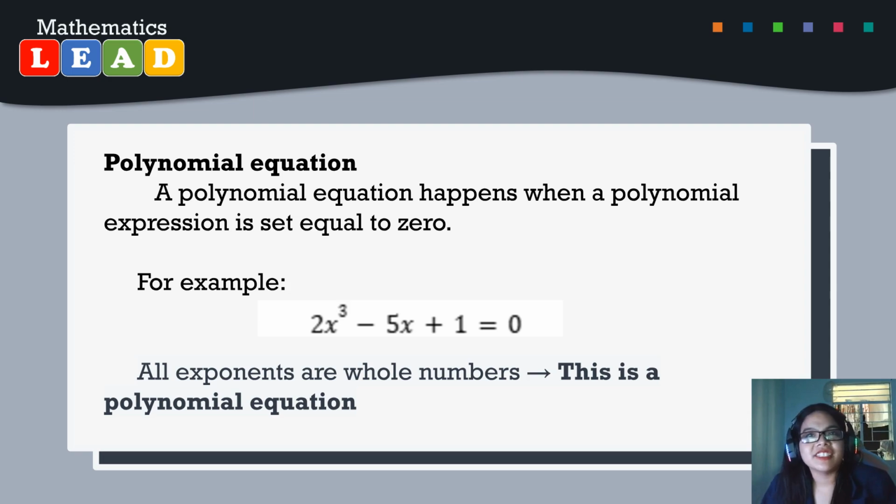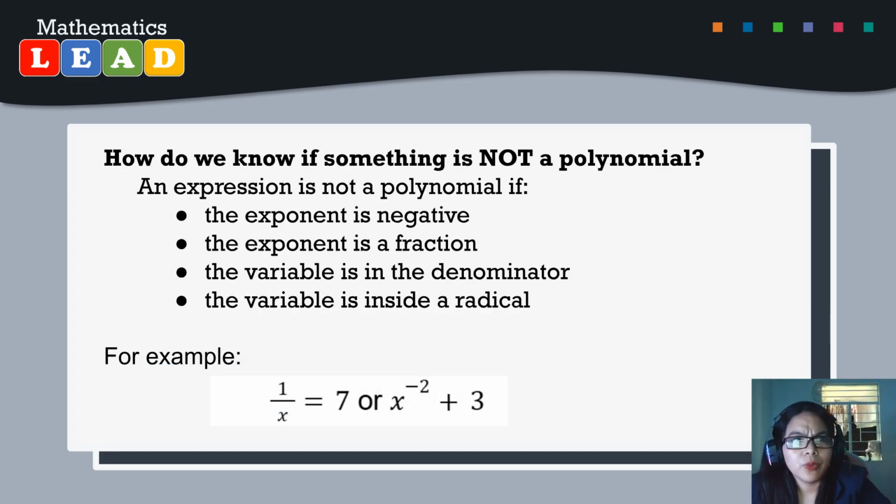Next, what is a polynomial equation? A polynomial equation happens when a polynomial expression is set equal to 0. For example, 2x cubed minus 5x plus 1 equals 0. This is a polynomial equation because all the exponents of x are whole numbers, and the whole expression is equal to 0.